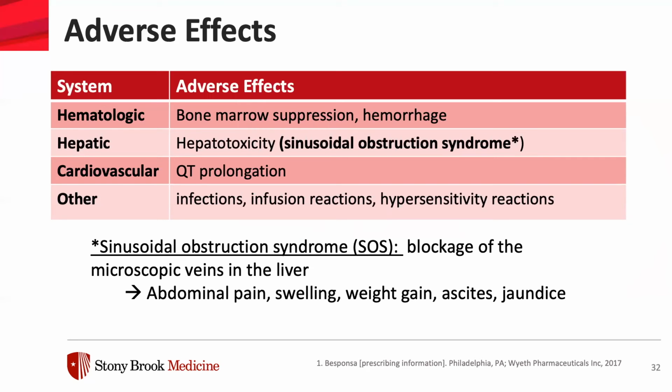And we want to try to avoid any concomitant hepatotoxic medications such as azoles. In some patients, we may consider the use of ursodiol for prophylaxis. And these patients can present with abdominal pain, swelling, weight gain, ascites, or jaundice.